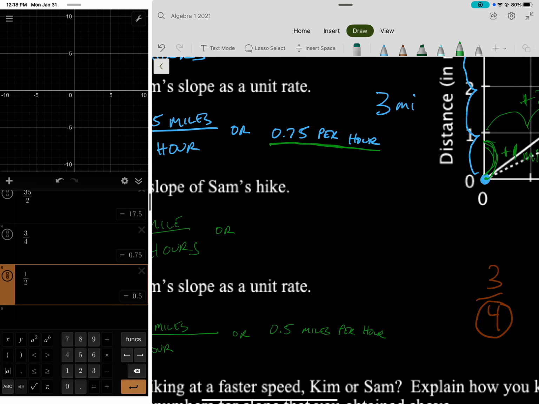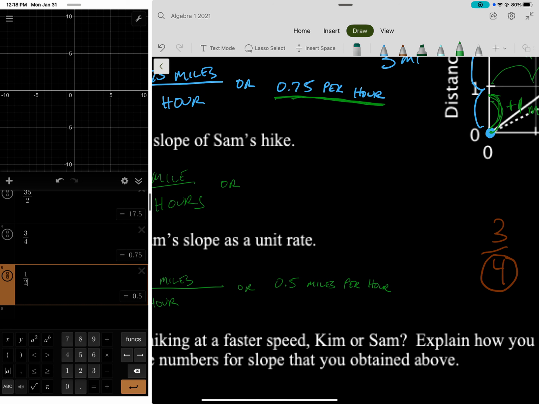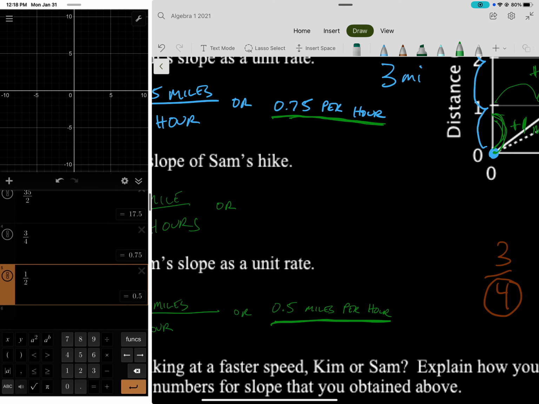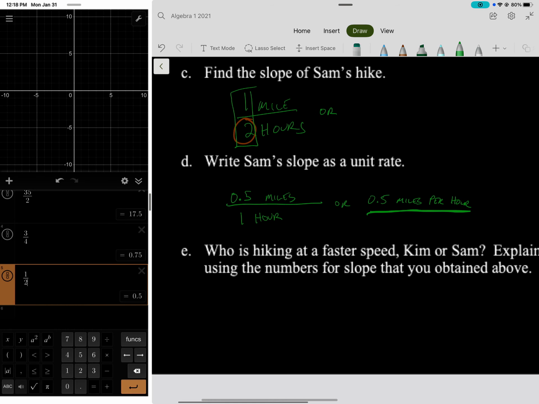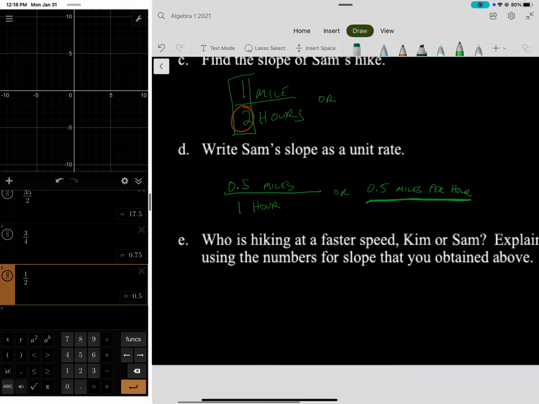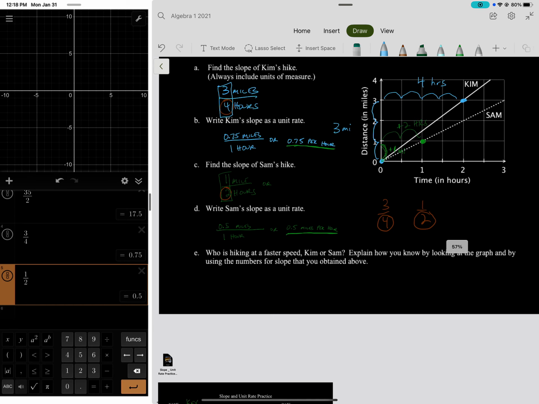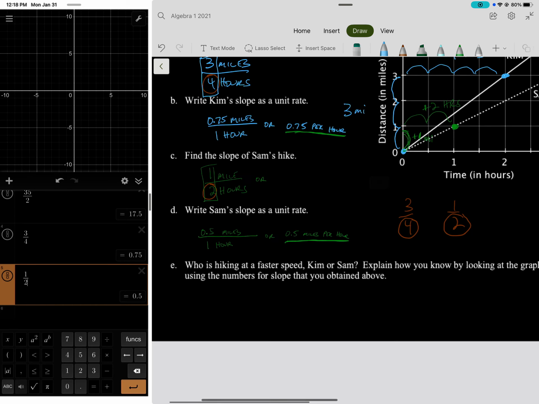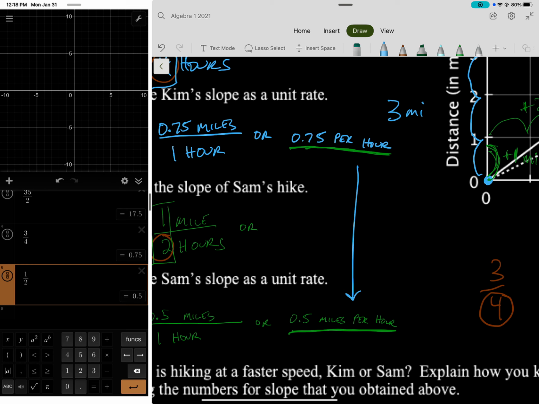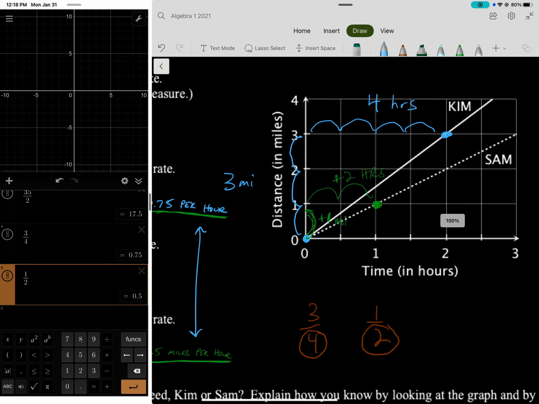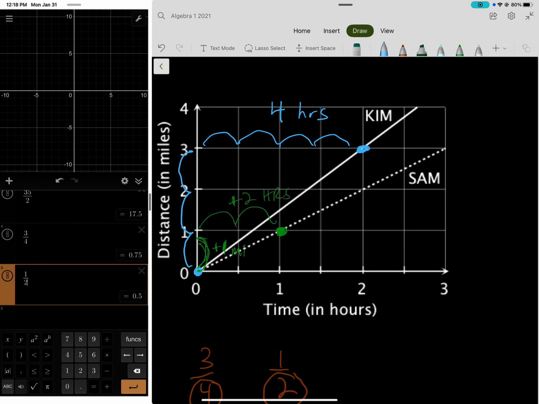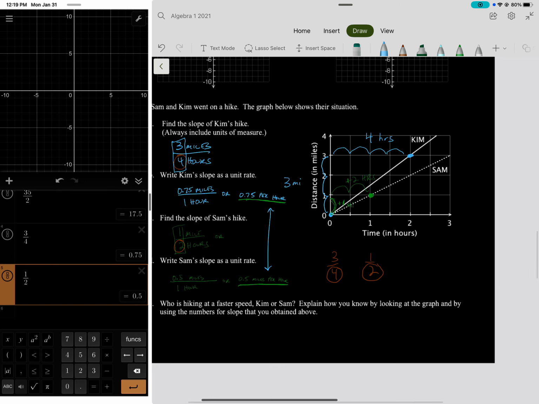That's how far Kim goes in 1 hour. That's how far Sam goes in 1 hour. So now I can tell who's going faster, okay, because I have the denominator of 1 and they're easily comparable. So who's hiking at a faster speed, Kim or Sam? Explain how you know by looking at the graph and by using the numbers. So you can look at the straight numbers to compare, and we'll talk about it in class. I want to see what your answers are in class. You're going to do this on your own. Or we can look at the graph and try to figure that out. And again, let's talk about it in class and see the connection between both ways that we do it.